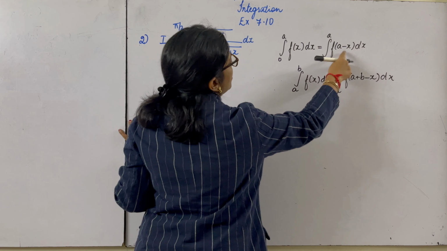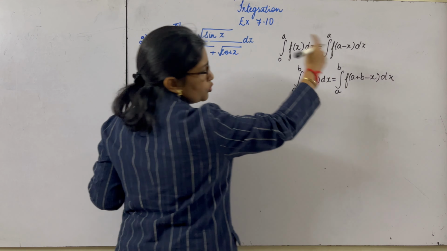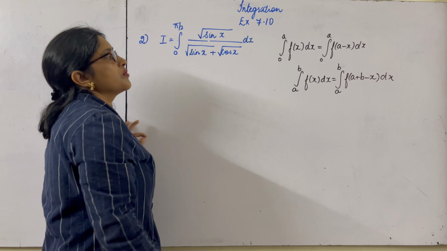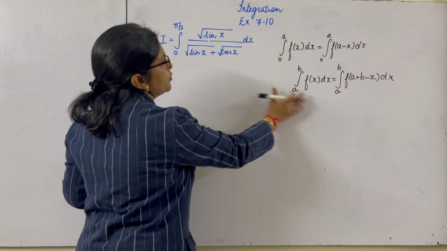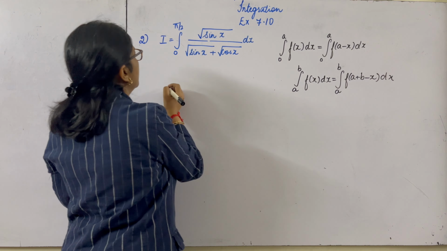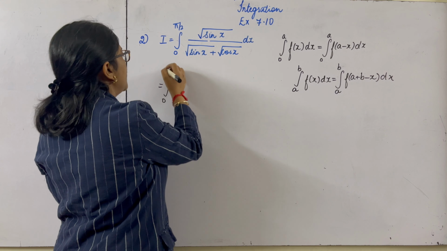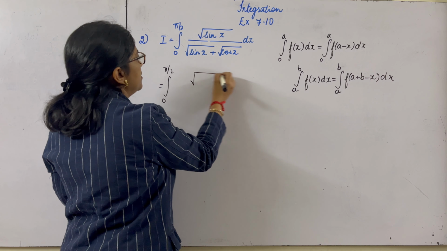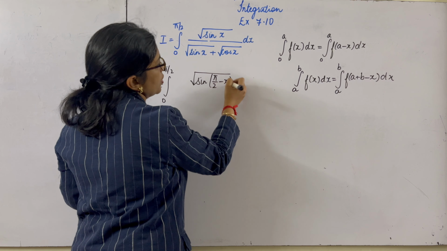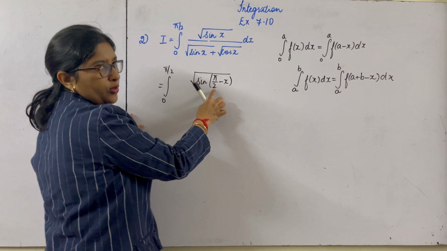Actually, a minus x is a conclusion from here only, that the lower limit is 0 and the upper limit is a. So we can follow this one if the lower limit is not 0. For now we are doing this. So this becomes 0 to pi by 2, wherever there is x we will write pi by 2 minus x, or you can also think 0 plus pi by 2 minus x.